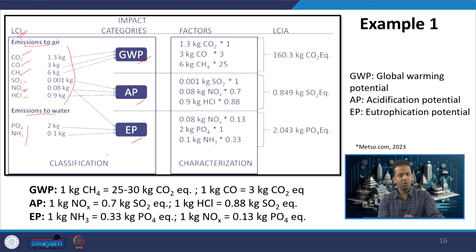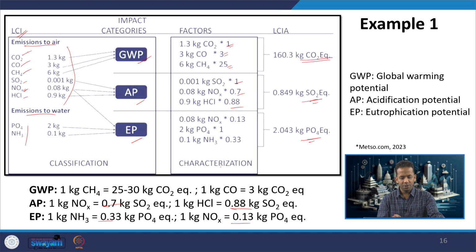Now, once this classification and impact category listing is done, we have the characterization factors given for each. So, for CO2, for CO and methane, the factor is 1, 3 and 25 in terms of kg CO2 equivalent. Here for acidification, we have 1, 0.7 and 0.88. It is given here, 1, 0.7 and 0.88. For ammonia, it is 0.33 and 0.13, for converting everything to phosphate. So, global warming potential is measured in kg CO2 equivalent, acidification potential measured in kg SO2 equivalent, and eutrophication potential measured in kg phosphate equivalent.